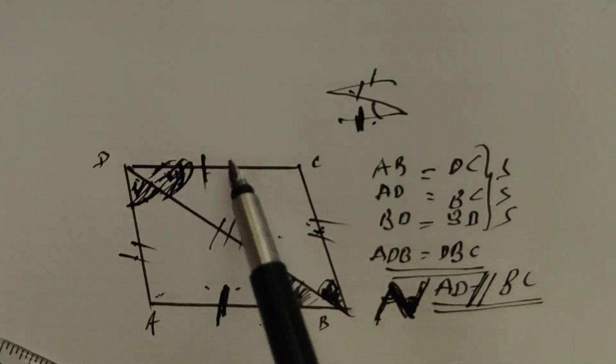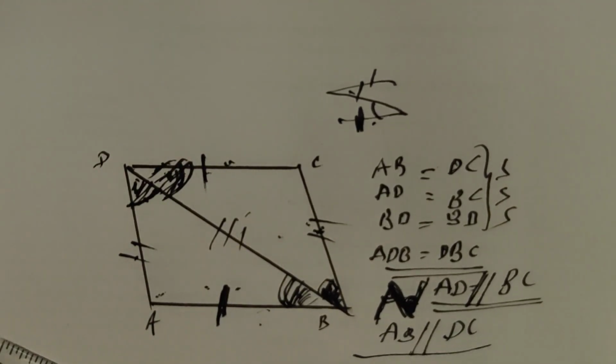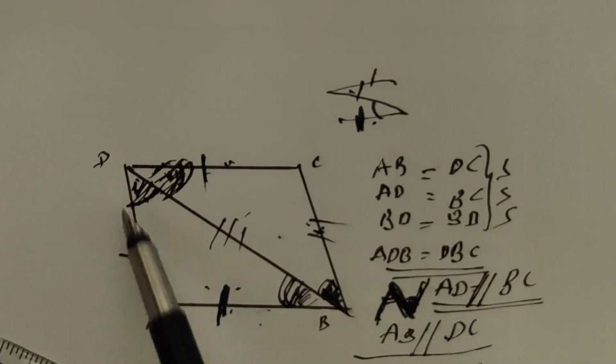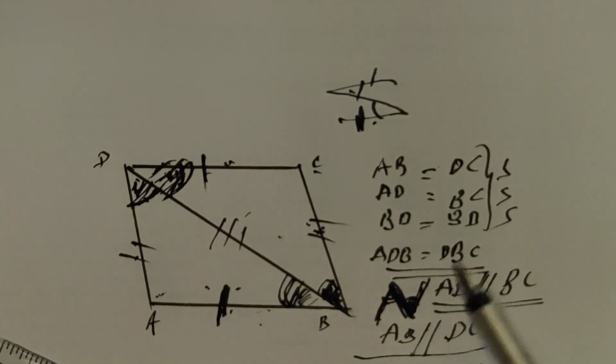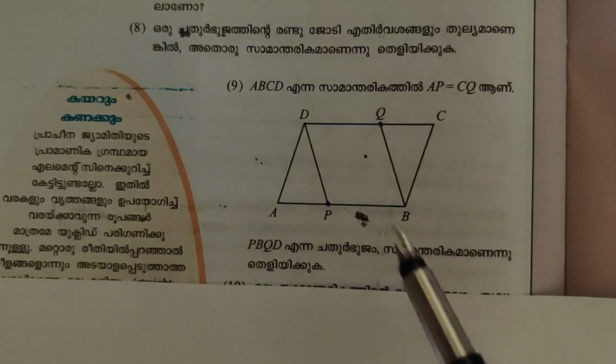And these two sides are also parallel. That AB is also parallel to what? DC. Now we get opposites are equal and opposites are parallel. Therefore, if opposites are equal, they are parallel.